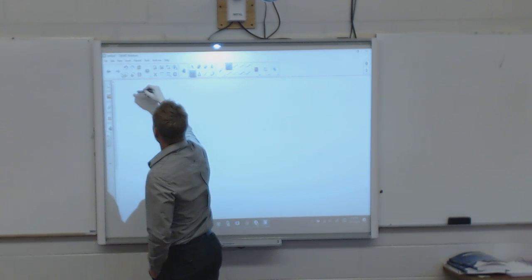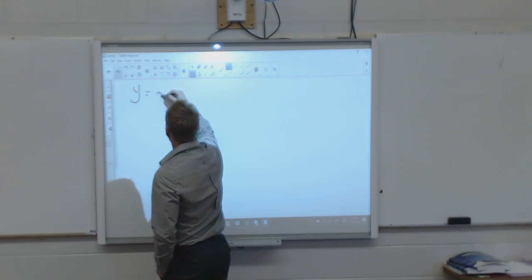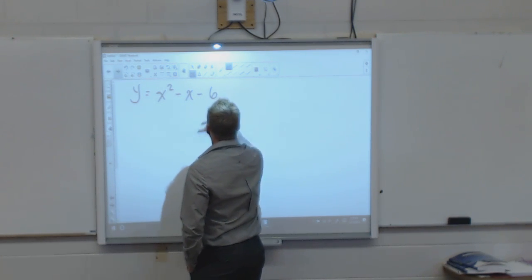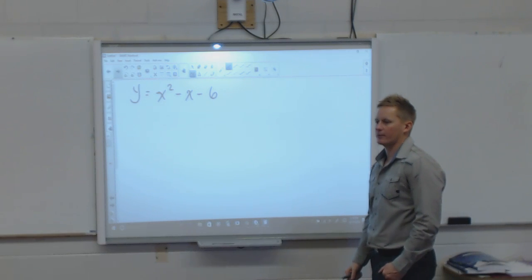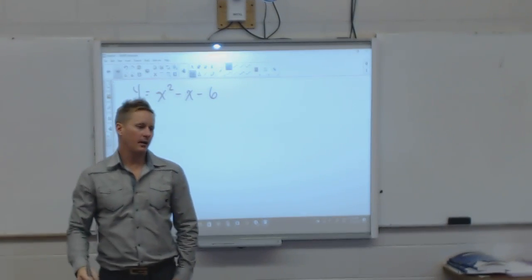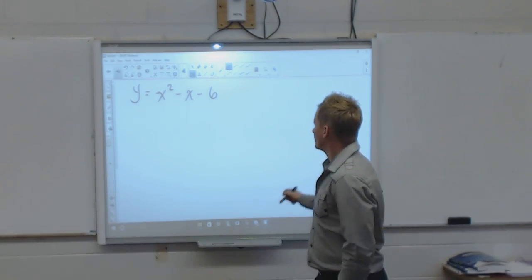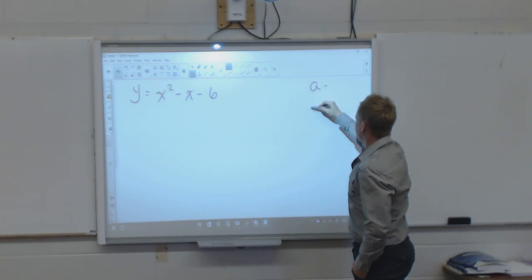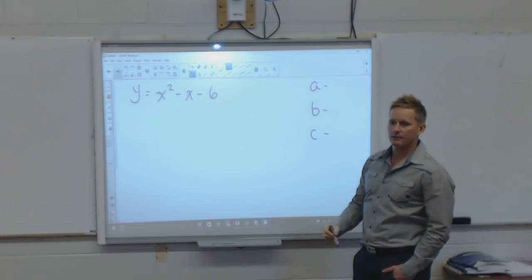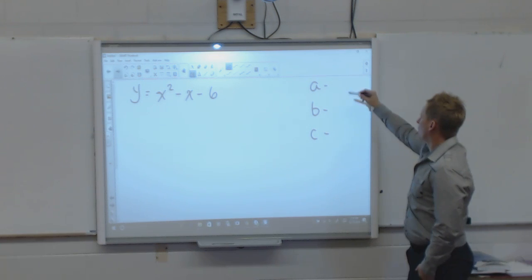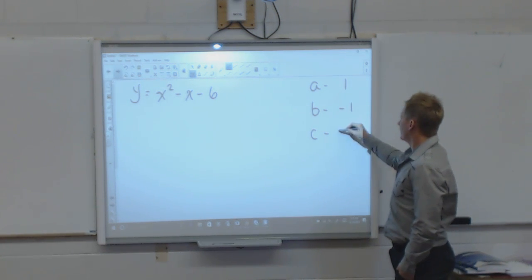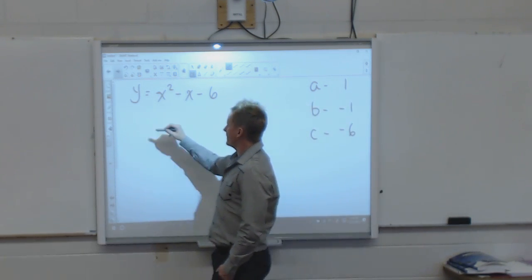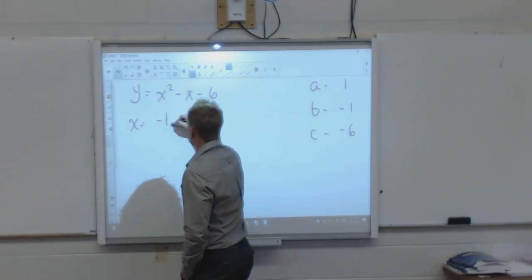What we're going to do is look at the exact same question, and solve it not by using the calculator, but by using what we call the quadratic formula. The quadratic formula works great when you have it in this general form here. The first thing I want to know is what A, B, and C are. So what's A? 1. What's B? -1. And C is? -6.